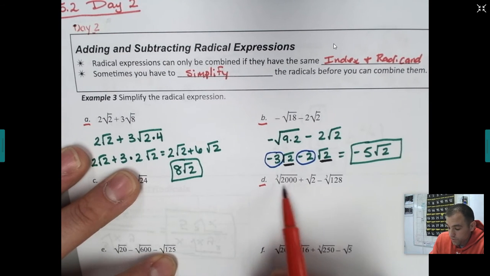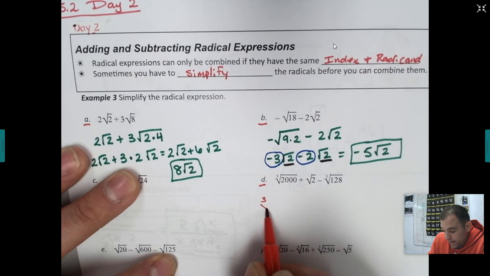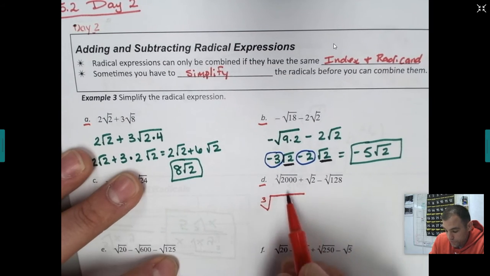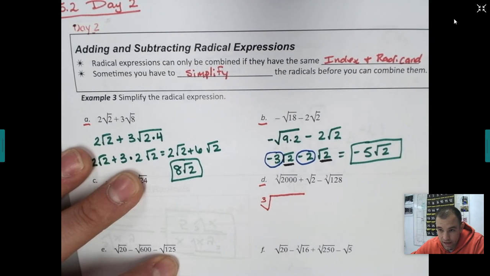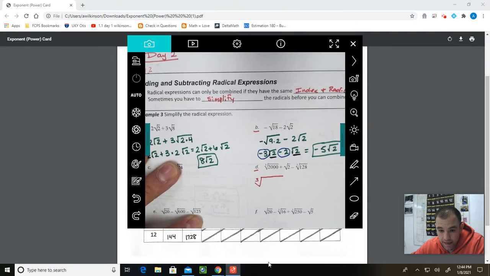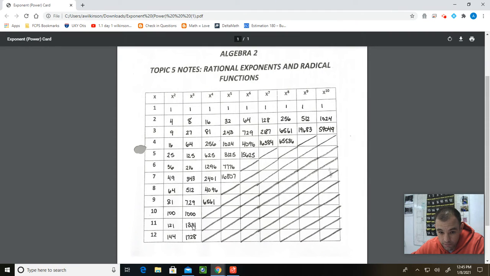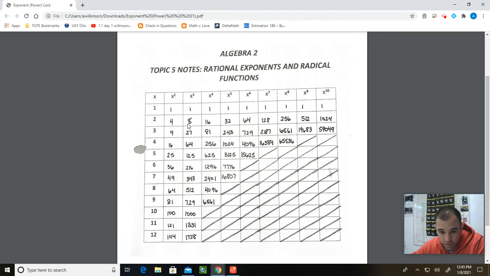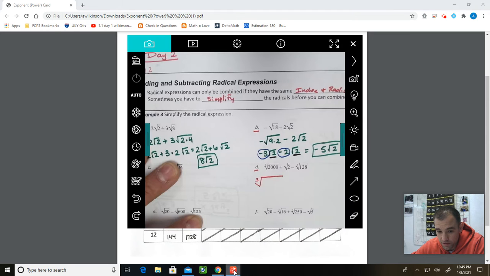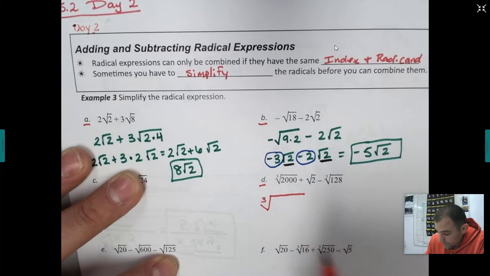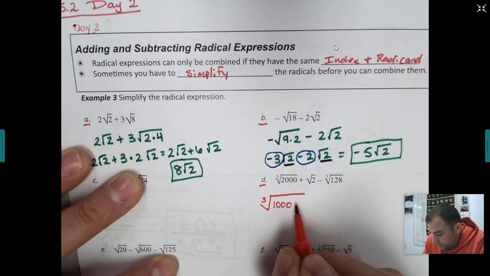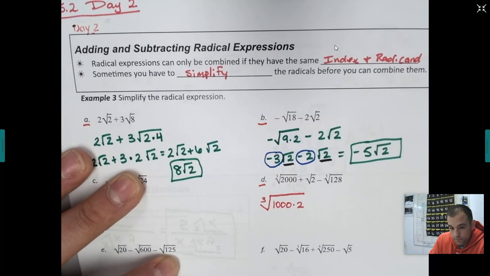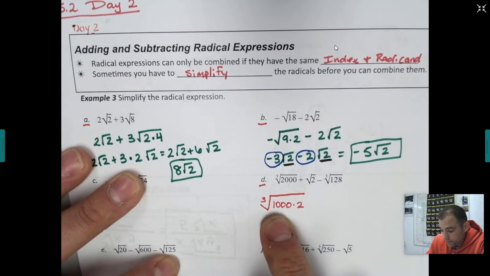All right, so let's try to split up 2,000. But now I am looking for cubes, okay? So if I go back to my power card, now I look at the cube column. Okay, so I look here and I try to figure out how could I multiply to get 2,000? So if I look down, oh, I see 1,000, right? So I could change 2,000 into 1,000 times 2, because 1,000 is a cube.